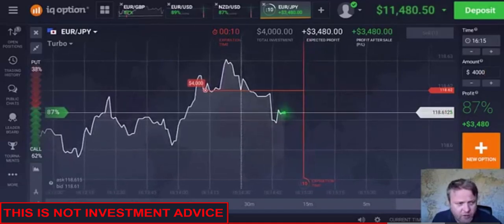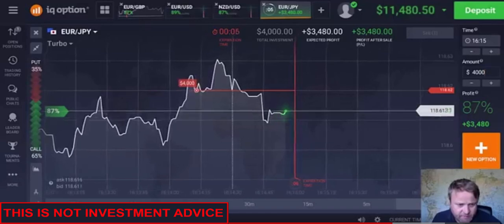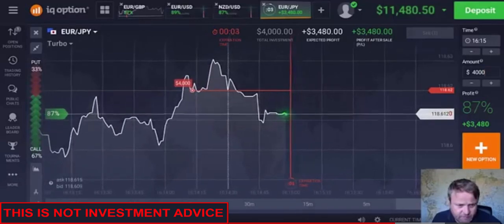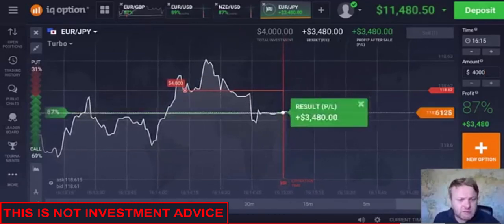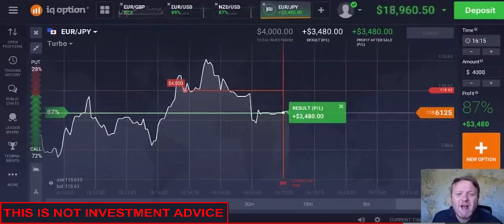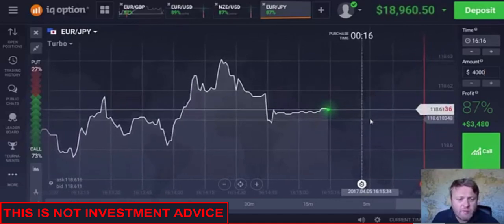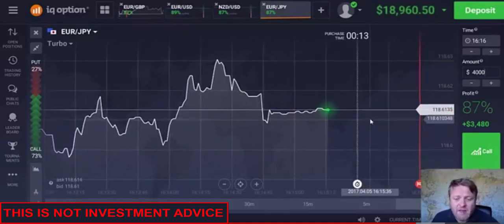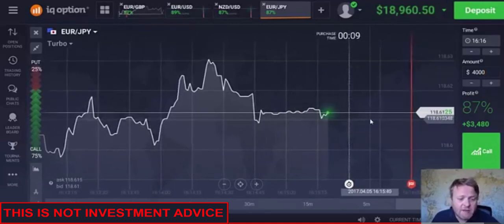Now, the beauty of IQ Option is I started with $10. Look at that, almost 20 grand. I had 8 grand in there, so 10 grand almost in just a couple of minutes. Yeah, very pleased with that. I know I'm doing big trades, but just to show you it can be done. I started with only $10, so it can be done.